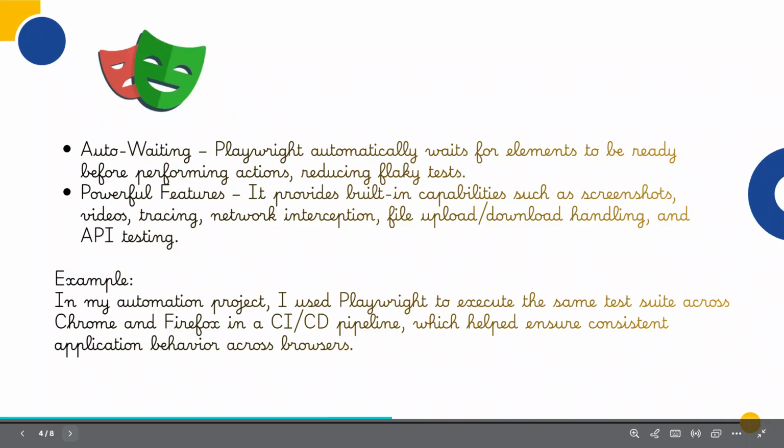Then the next feature is powerful features. It provides built-in capabilities such as screenshots, videos, tracing, network interception, file upload, download handling, and API testing. For example, when a test fails, Playwright can automatically capture a screenshot and a video of exactly what happened on screen, plus generate a trace file you can replay step by step, making it much faster to debug failures instead of guessing what went wrong.